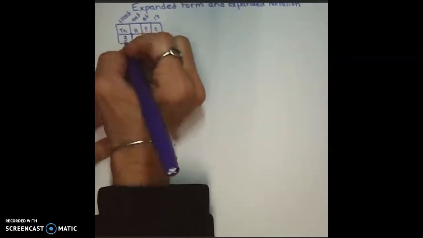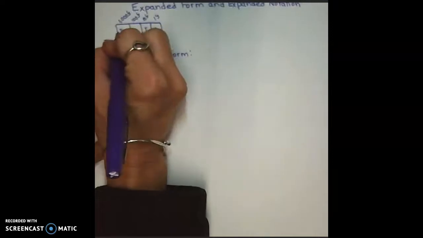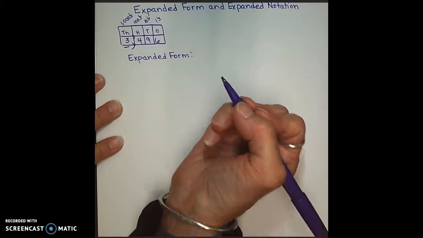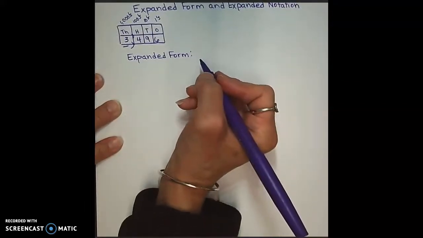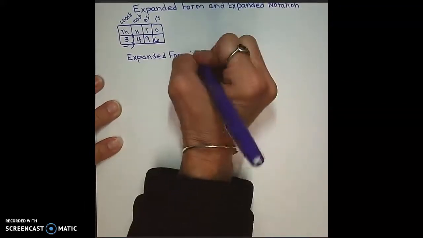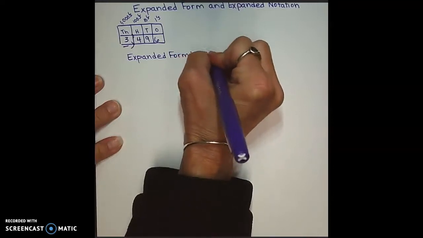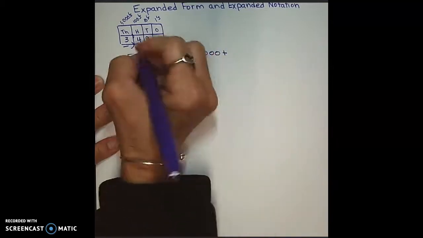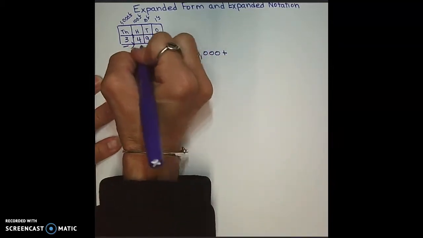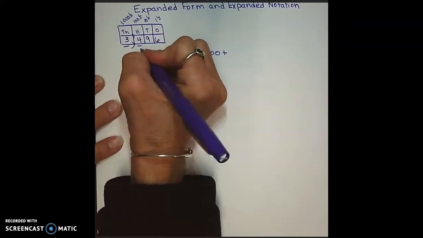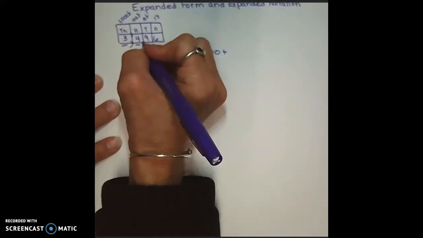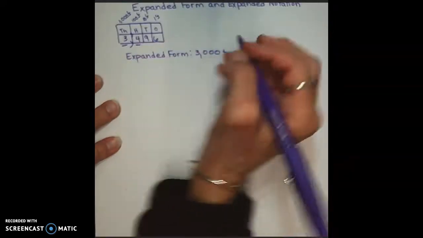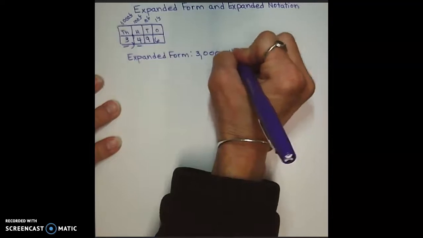So for expanded form, I start in the greatest place, and I have 3 in the thousands place. So that tells me I have 3 1,000s. So I have 1,000, 2,000, 3,000. That tells me the value of my thousands place. Plus, then I move to my hundreds place. I have 4 in the hundreds place. So I go 100, 200, 300, 400 is the value of my hundreds place.